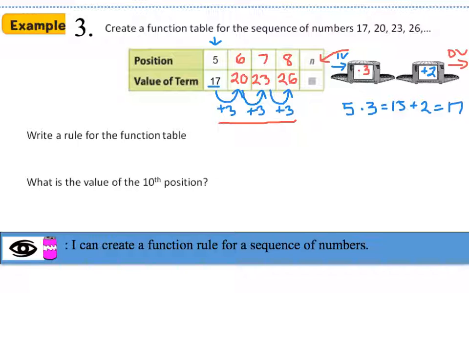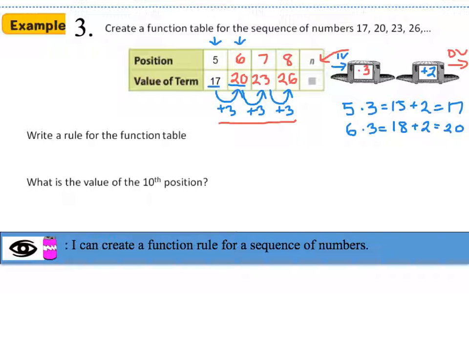So let's try that rule again. Let's take the 6th position and place that into the machine. So 6 times 3 gets me 18. But it's still in the function machine and it has to add 2 to it. So now 18 plus 2 gets me 20. Notice that's the value of term that I have.